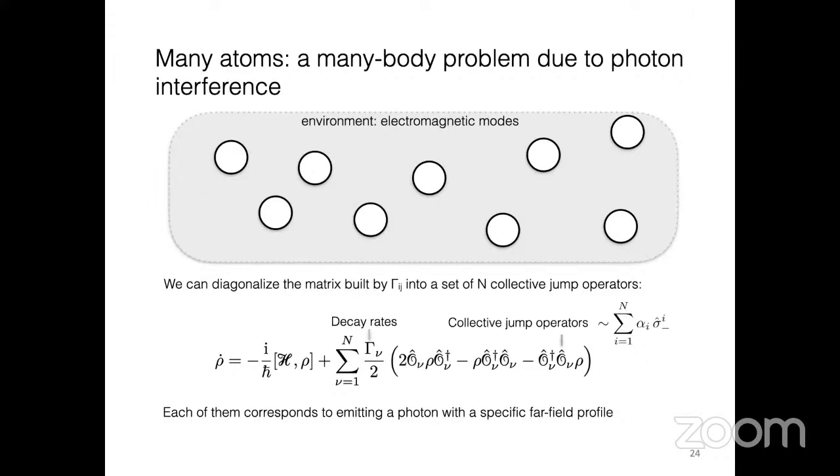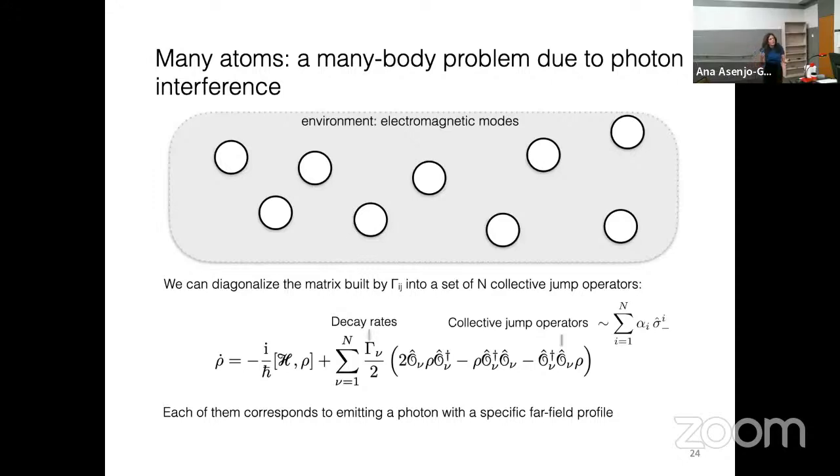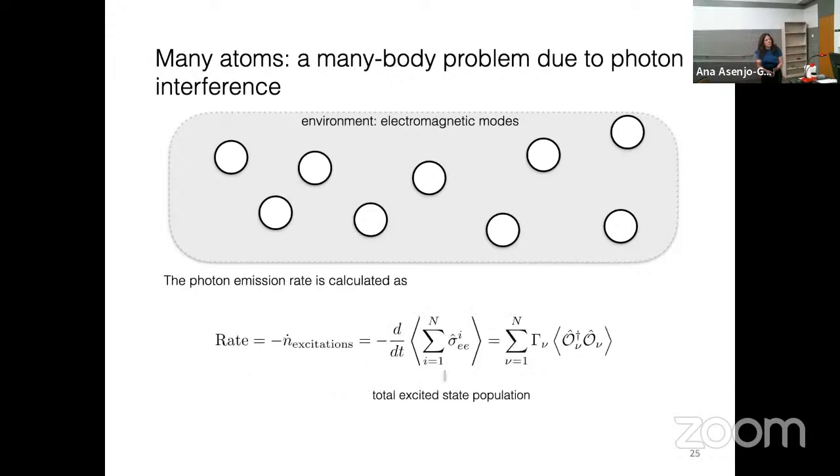Okay. Thanks. So it's good that we're discussing this so much because it's kind of critical. So let me move on. What I want to calculate is superradiance. So I want to look at the photon emission rate. The rate at which the system is emitting photons is minus the rate at which the system gets de-excited. And the rate of de-excitation is the derivative of the total excited state population, which I can relate with these collective decay rates and these jump operators. Okay, so that's only to know what I'm calculating.